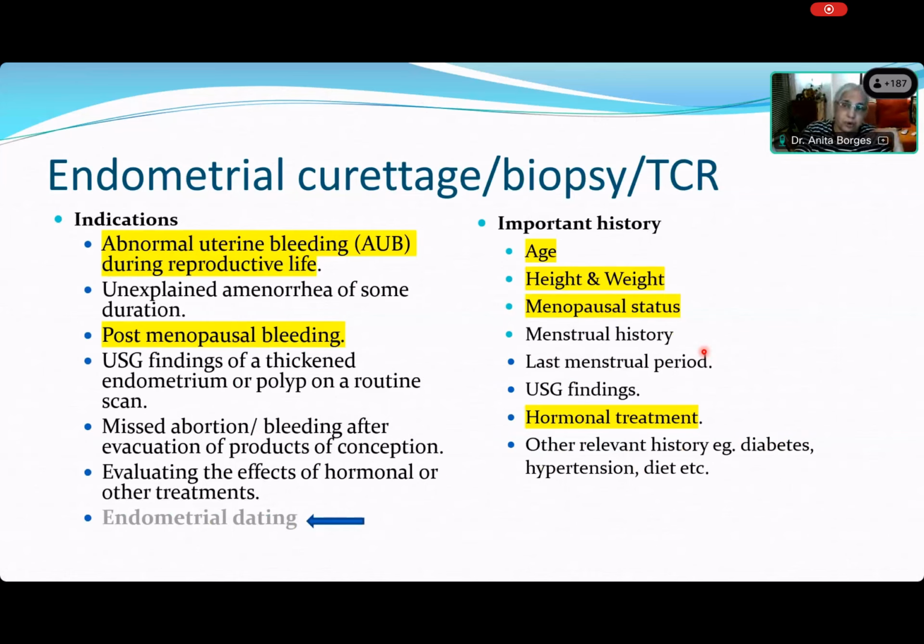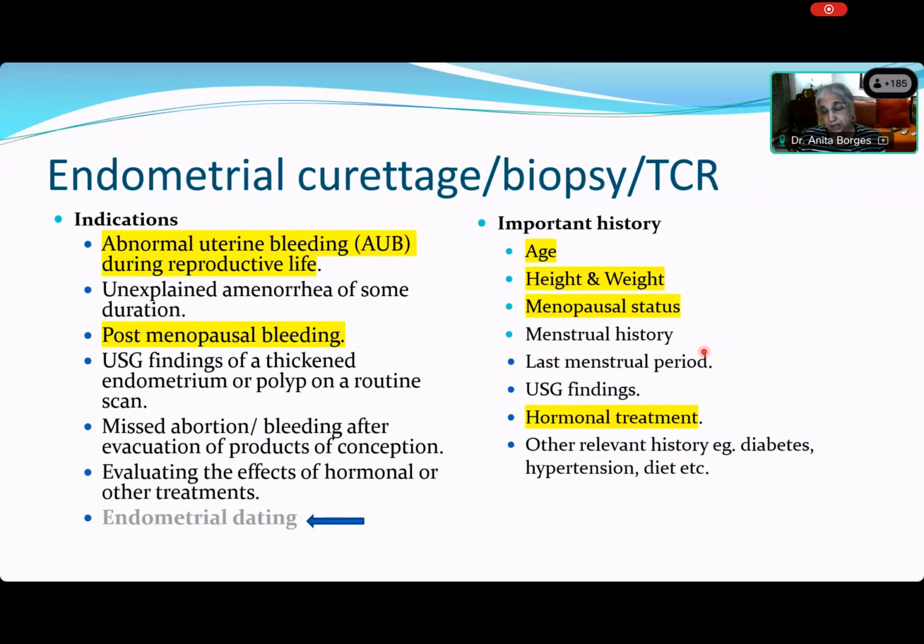Okay. And what is the important history? You need to know the age of the patient, because obviously if the patient is 70 years old, you cannot talk about a cycling individual. Right? You need the height and the weight. Why do you need the height and the weight? Because patients who are obese, I'm sure all of you know, have peripheral fat that converts a lot of the androstenedione into estrogen. So those who are very obese can be producing a lot of estrogen from their fat.